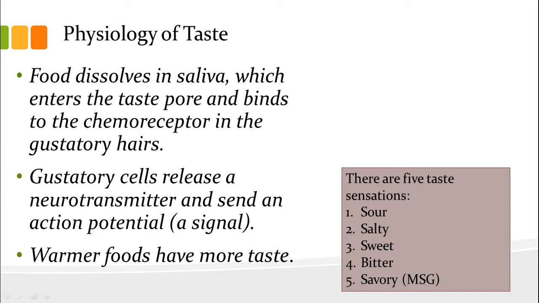Gustatory cells release a neurotransmitter. This is all fancy stuff, right? Into the nerve. It's called an action potential or a nerve signal. It turns out that warmer foods have more taste. Now, I'm talking about warmer in temperature, not hot like as in hot sauce. There are 5 different tastes.